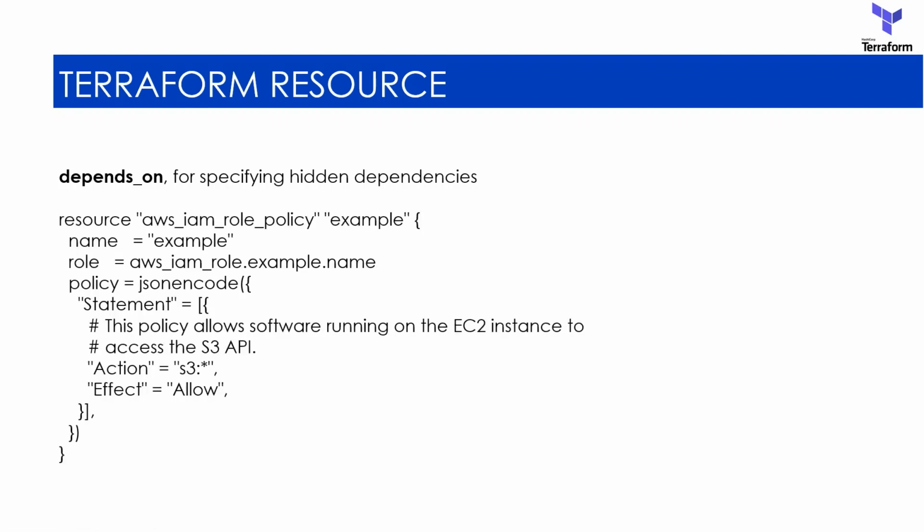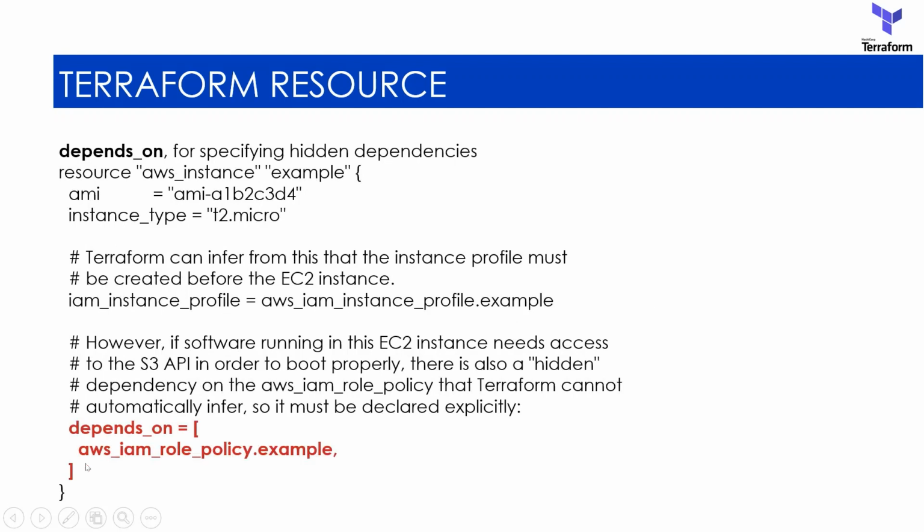First, depends_on, for a specific hidden dependency. Let's say we want to create one resource, aws_iam_role_policy, which depends on aws_iam_role_policy.example, and unless that is created, it will not be created. So we can use the depends_on keyword or attribute in the resource.